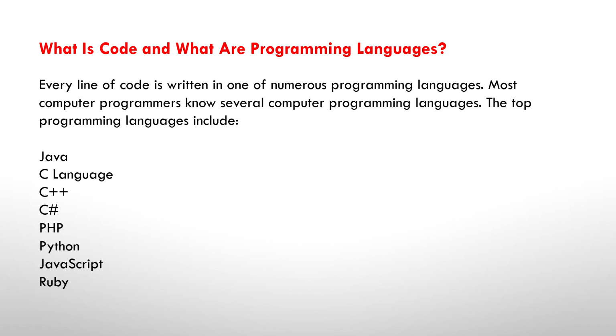So what is a code and what are programming languages? Every line of code is written in one of numerous programming languages, and most computer programmers know several computer programming languages. The top programming languages include Java. Java is a programming language under Oracle, or the owner is Oracle. It is a general purpose language po.